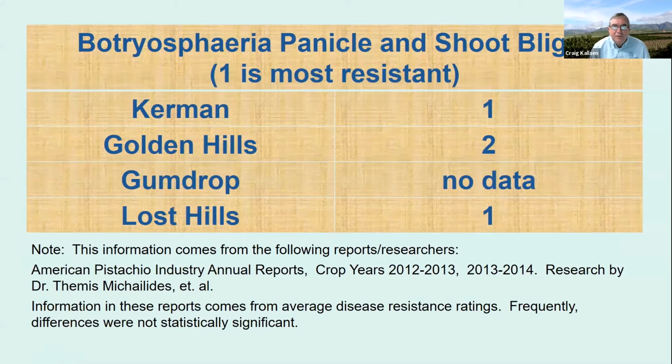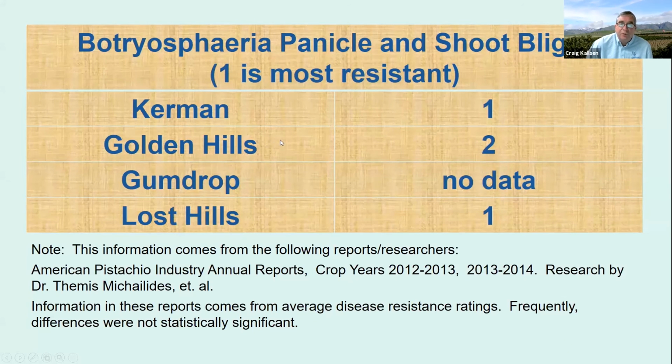A serious disease of pistachio is Botryosphaeria panicle and shoot blight. And it's not so bad in Kern County because it's more moisture related, but this can be a real issue further north. And Dr. Michailides, you'll be hearing him later in the course, I believe. He's done some research on this. And Golden Hills, I think, appears to be a little more susceptible. I don't see these differences in Kern County, however, because we just don't see much Botryosphaeria anywhere.